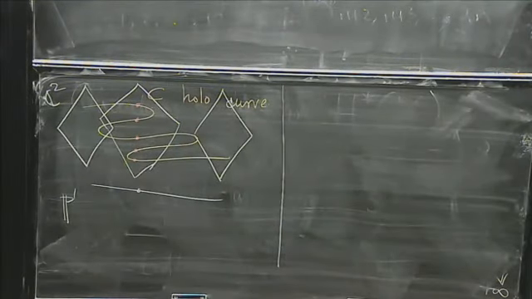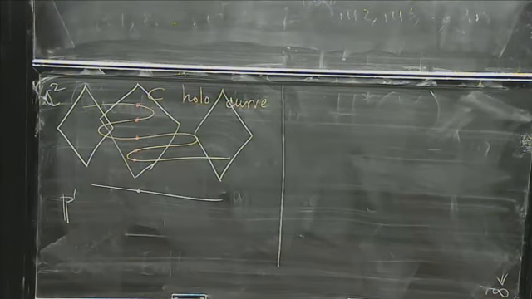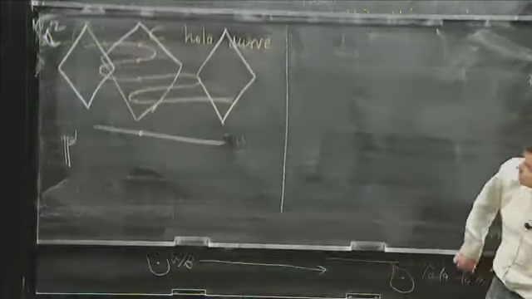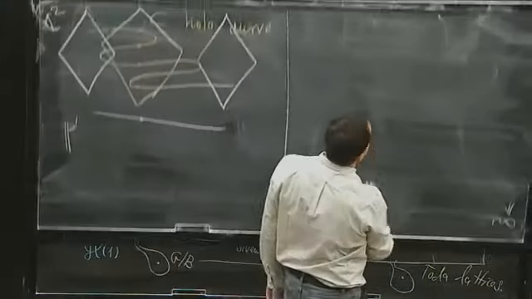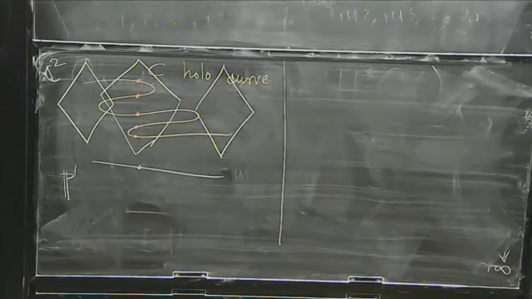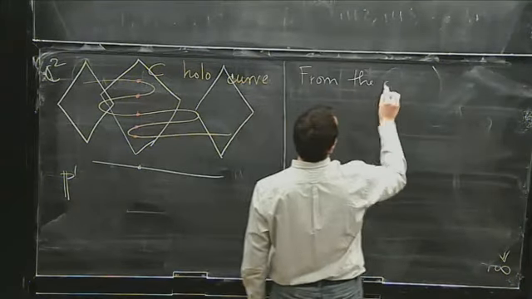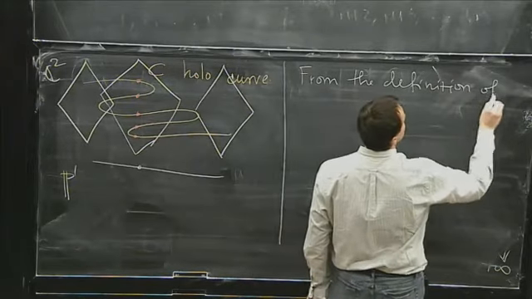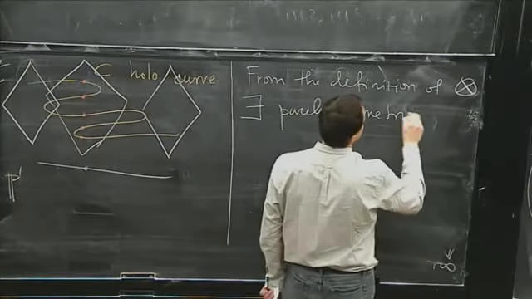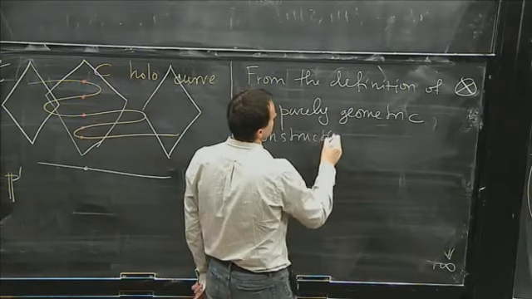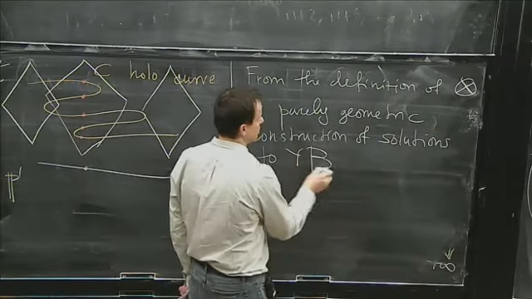Anyway, okay, so what was the plan? The plan was to discuss, I gave you what the tensor product is supposed to give here, but starting from that definition, there's just a purely geometric construction of solutions to Yang-Baxter.